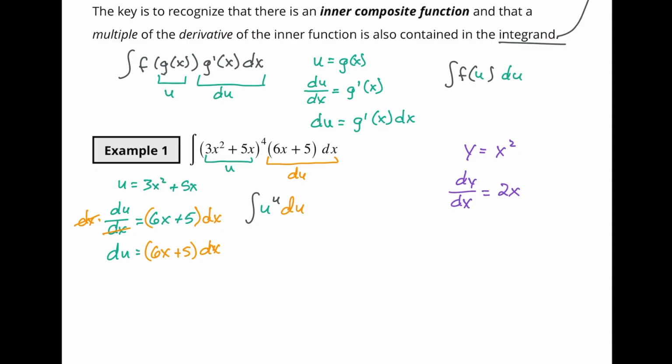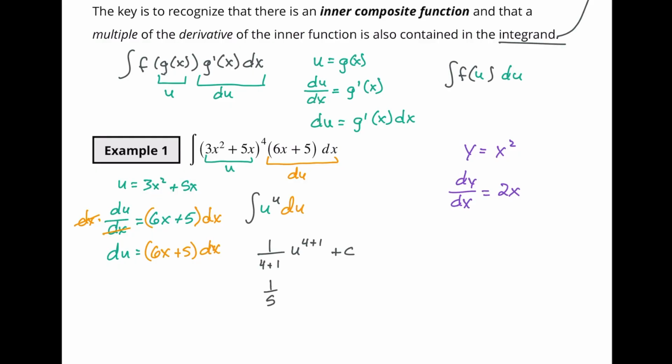That's super easy. So the integral of u to the 4th power is 1 over n plus 1, 4 plus 1, u to the 4 plus 1. And that's going to be plus c, right? We always have to put our plus c on there. Don't forget about the plus c. So we've got 1/5 u to the 5th power plus c. Of course, we're not talking about u. We're talking about this whole thing here. So we've got 1/5 of (3x squared plus 5x) to the 5th power plus c. Now, we're done. It may not look like we're done, but this is our integrated function.